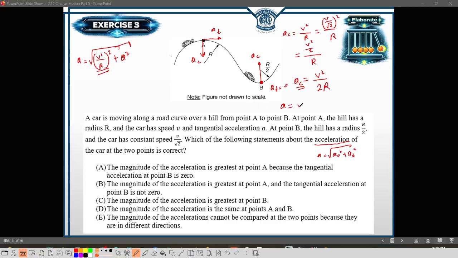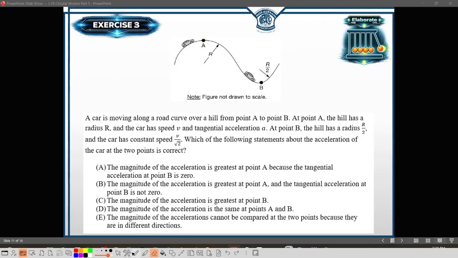However, to find the total or net acceleration, we just need to write v squared over 2r, all to the power 2. Remember, the tangential acceleration at point B is 0. By comparing these two results, one can realize that the magnitude of acceleration at point A is much greater than at point B. The reason is there is no more tangential acceleration at B. So the magnitude of acceleration is the greatest at point A, because the tangential acceleration at point B is 0. And the correct answer would be A.